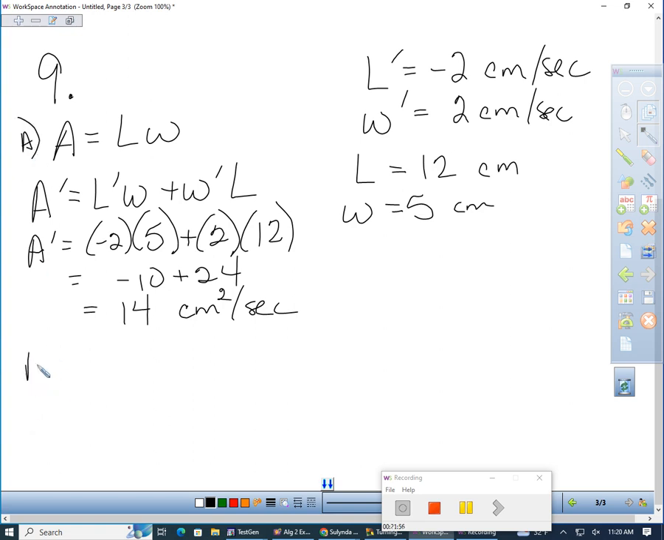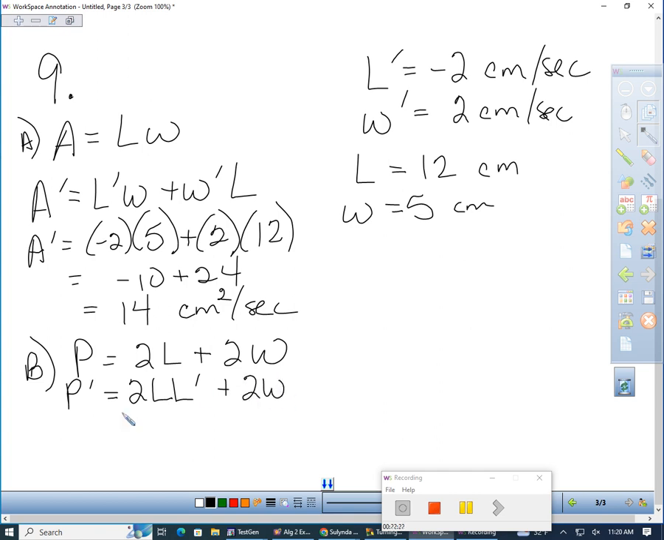Part B. The next one they wanted you to do was the perimeter. My equation for the perimeter would be 2L plus 2W. So my derivative of the perimeter would be 2L prime plus 2W. I take that back. It'd just be 2L prime plus 2W prime, right? Yeah.